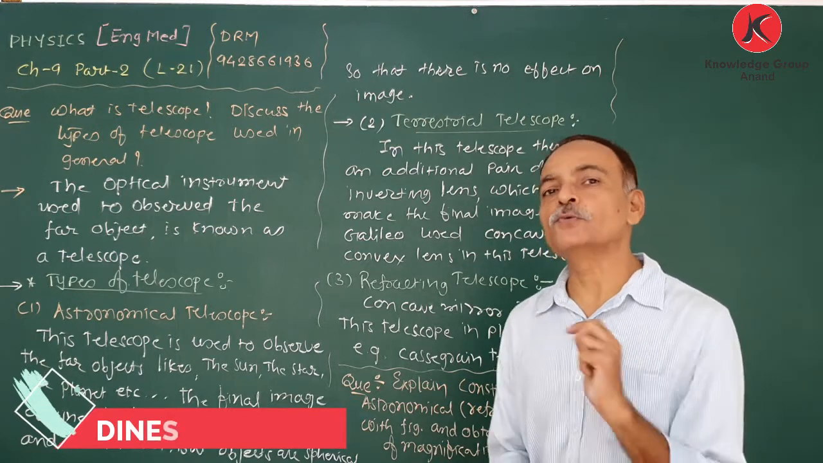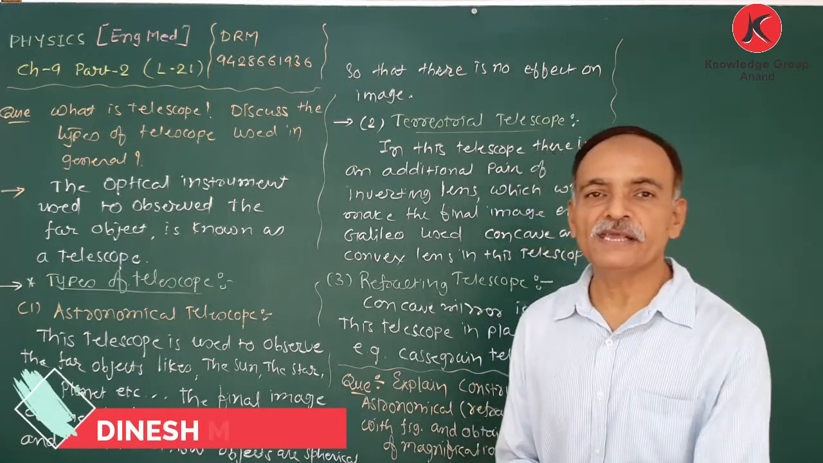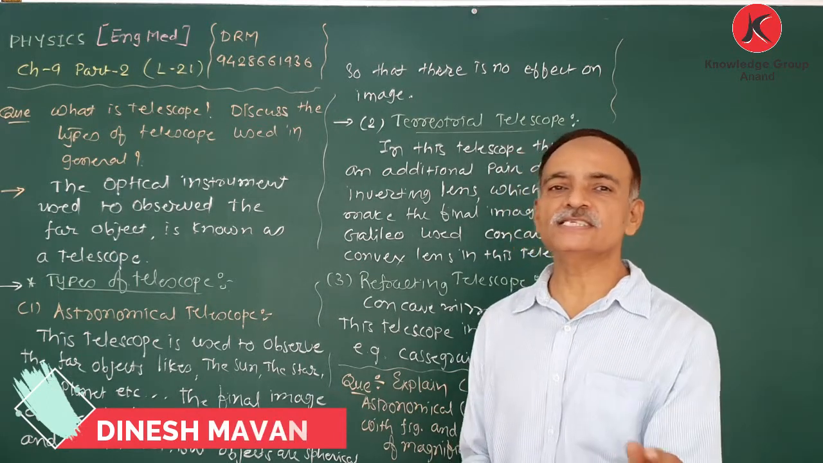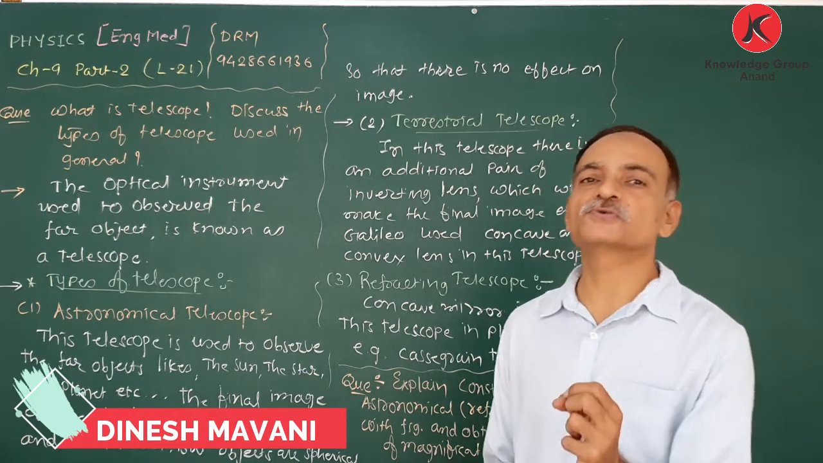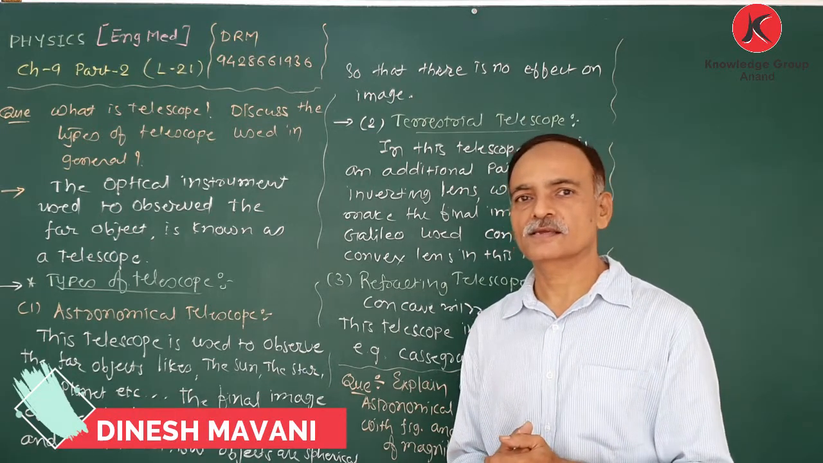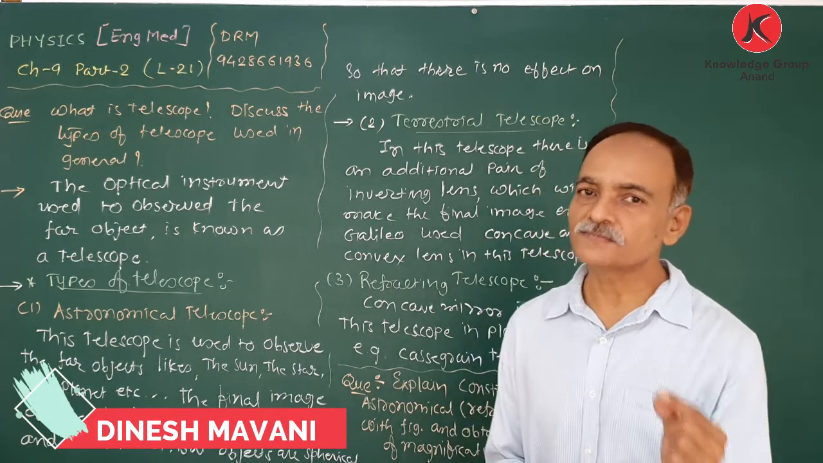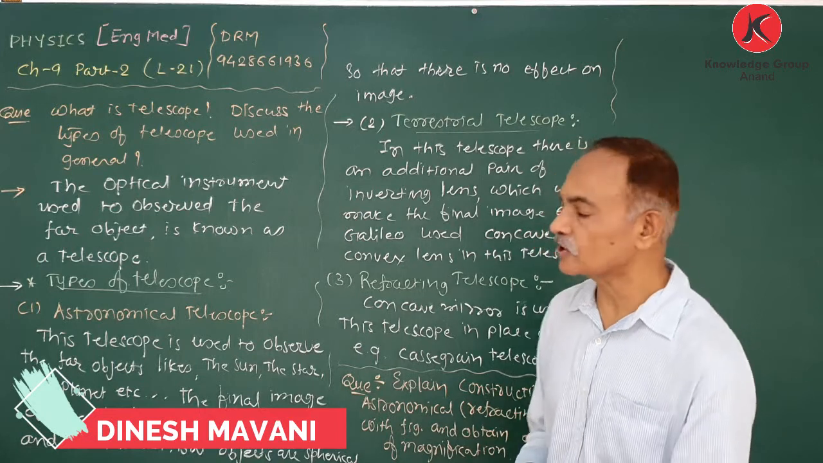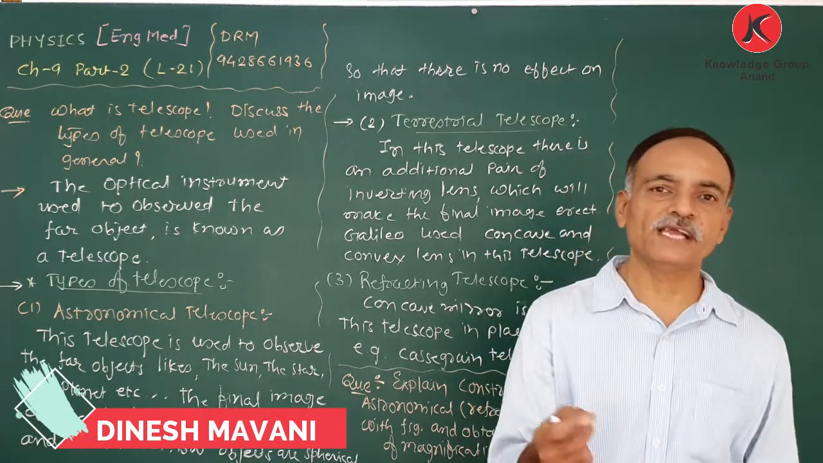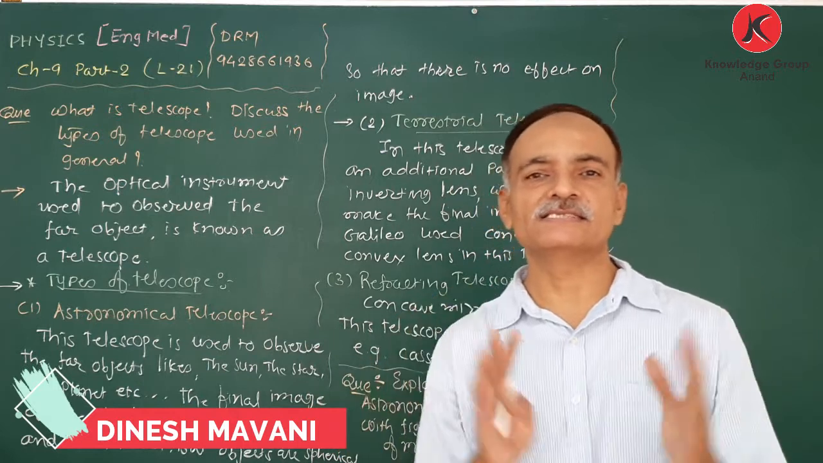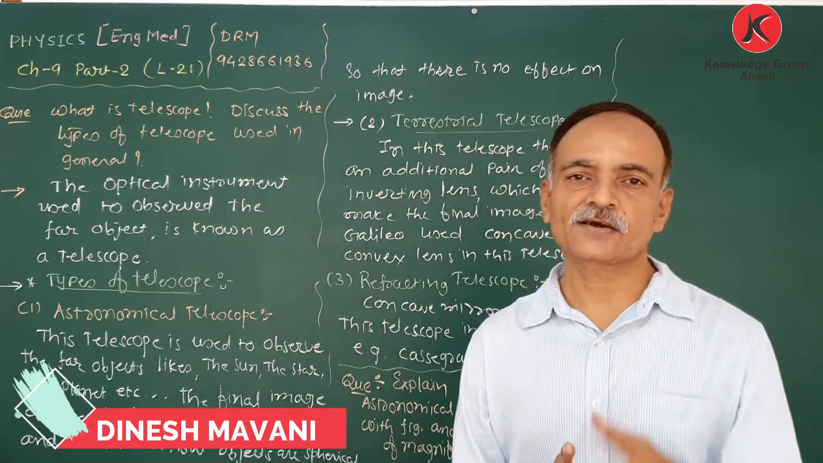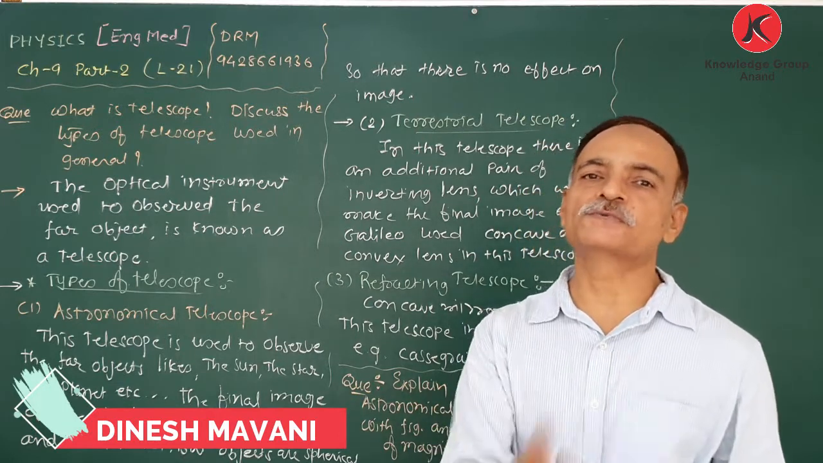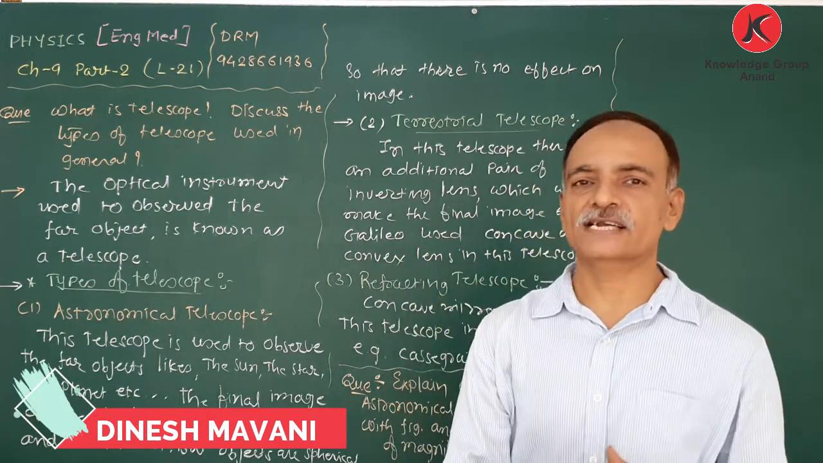A microscope is used to obtain the image of a very small, that means minute, object, and this object is very close to the objective lens. So with the help of a microscope, either the simple microscope or the compound microscope, we can obtain its magnified image. Clear? Okay. While a telescope is used to observe a far object.